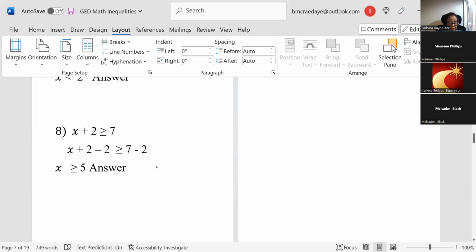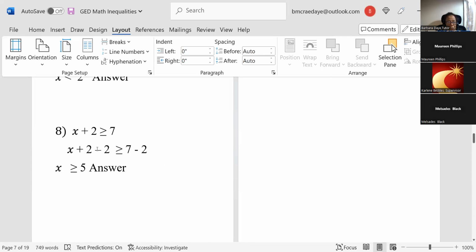Here is an X. Equation or inequality, keep it balanced. Remember, you're doing the same thing you do if it were an equation. You subtract the 2, 2 from the 7 is 5. Now, if we said x greater than or equal to 5, Mercedes, if x was 5, what would the left side be?